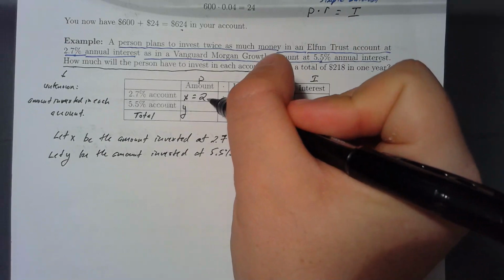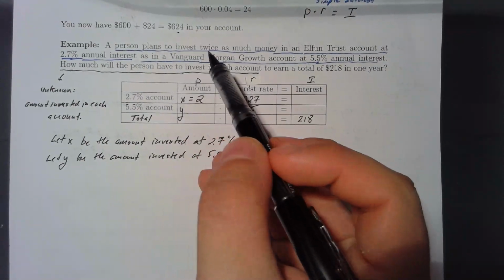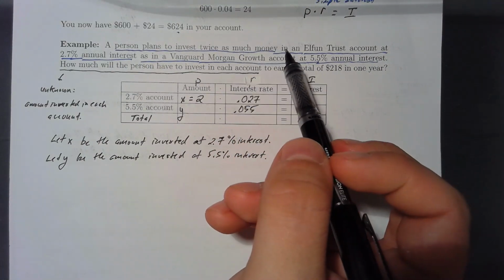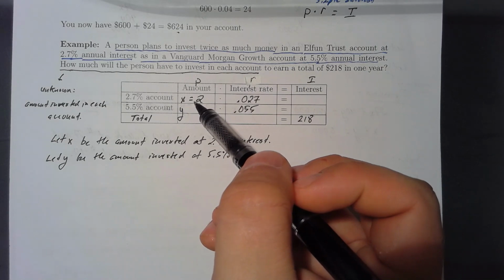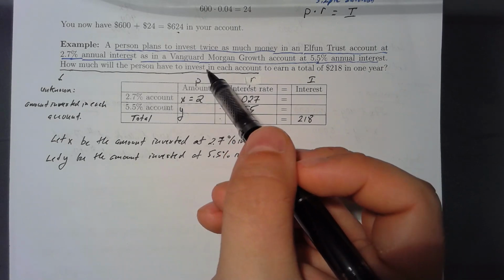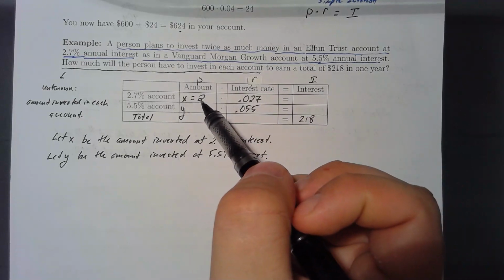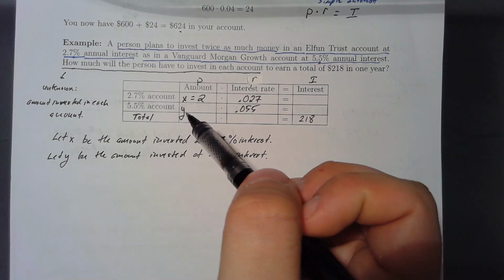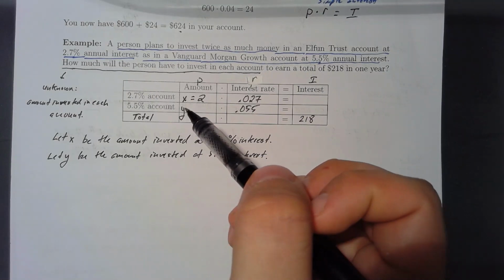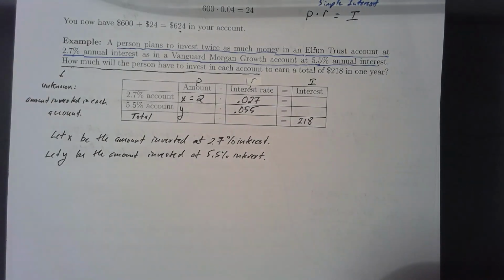Well, it's going to be 2 times. So if I read the problem, they invest twice as much money at 2.7% as in a Vanguard Morgan account at 5.5% annual interest. So twice the amount in this account as in this account. Okay, so that means I'm going to have 2x or 2y. Which one's it going to be?